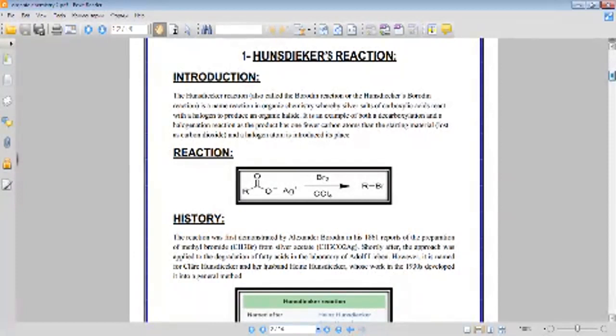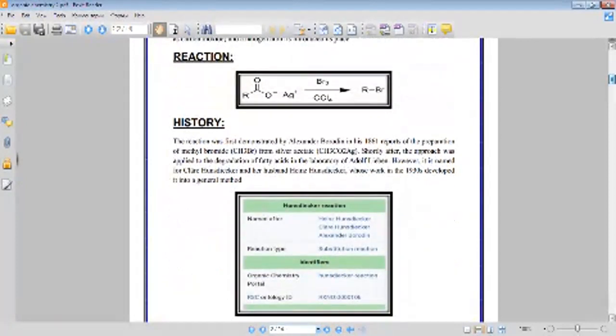And the reaction is one in which the silver salt of a carboxylic acid reacts with halogen and forms the organic halide in the presence of bromine and CCl4. So, what is its history?